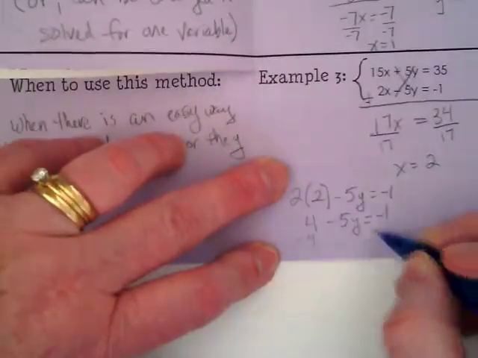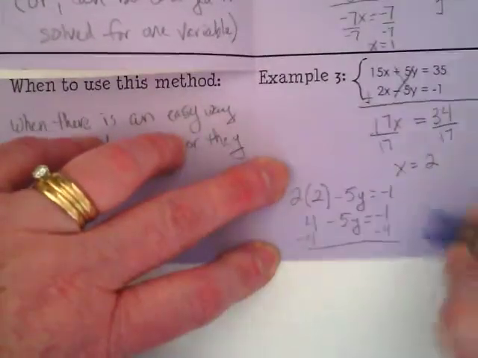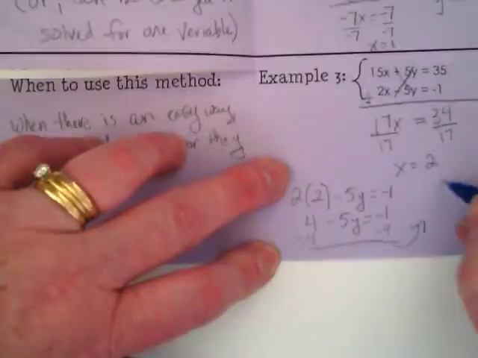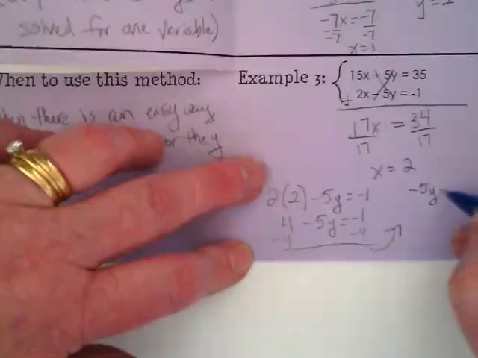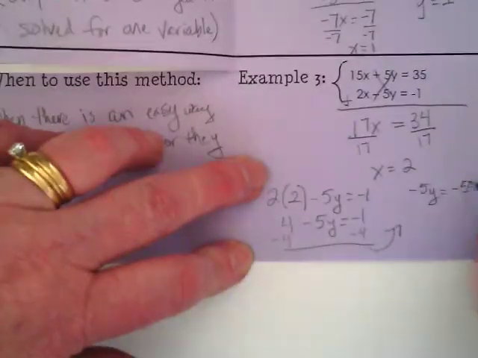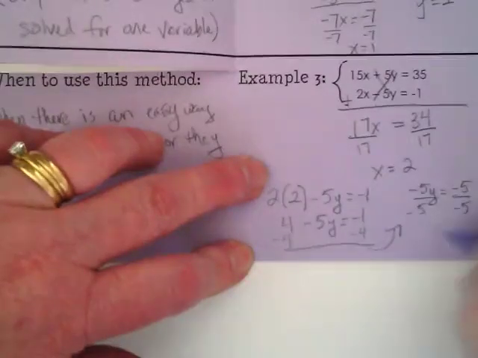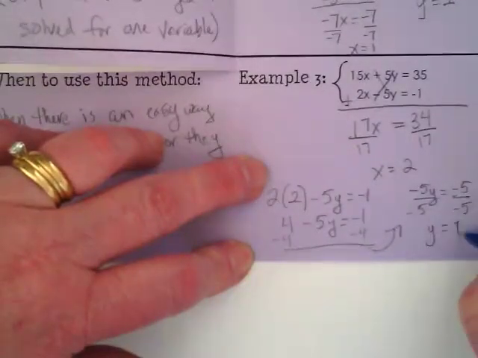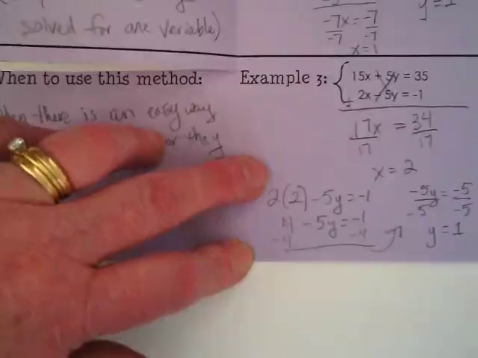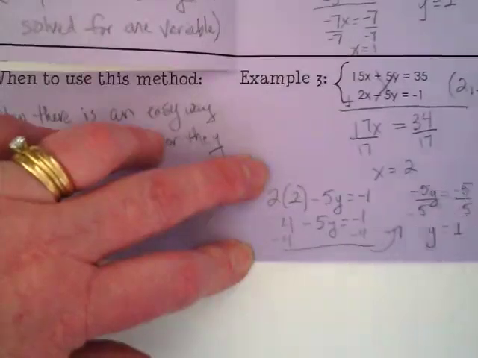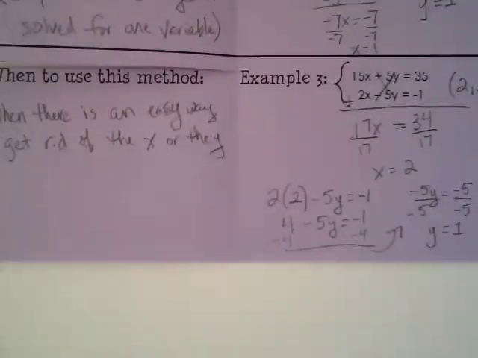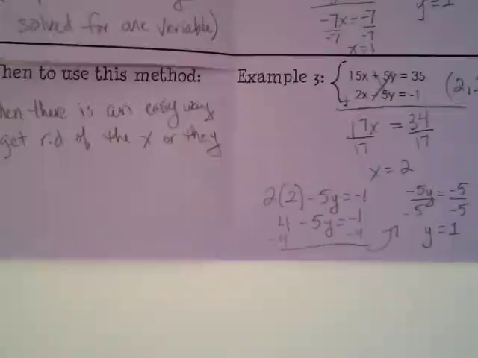Subtract 4 from both sides. I'm going to move my answer over here because I'm running out of room. I've got negative 5y is equal to negative 5. Divide by negative 5. Y is equal to 1. So in this case, my answer is 2 comma 1. And that's elimination.